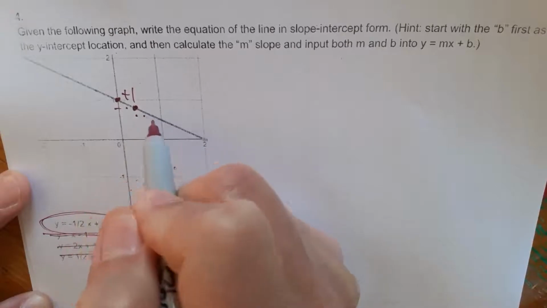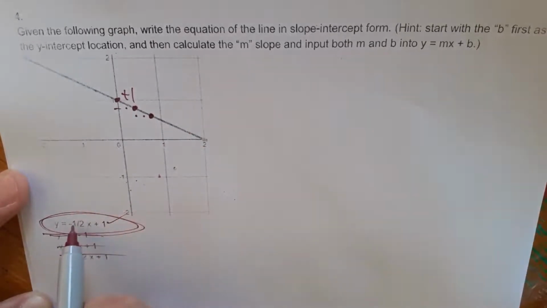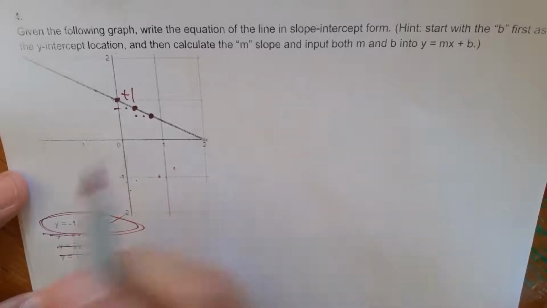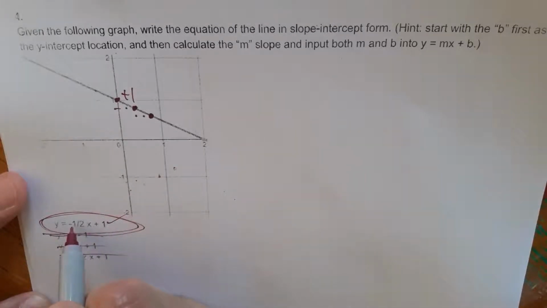Down 1 over 1, 2. Yes. So I'm good with this. Slope. Remember, slope is rise over run. If it's got a negative, now instead of going up and over, we go down and over.